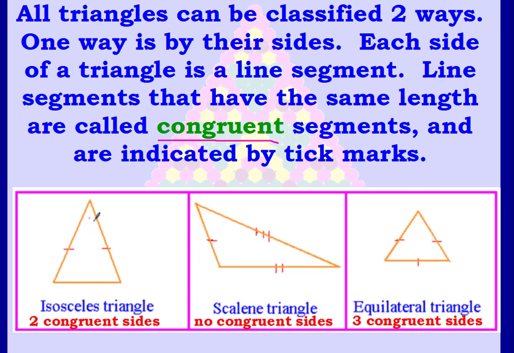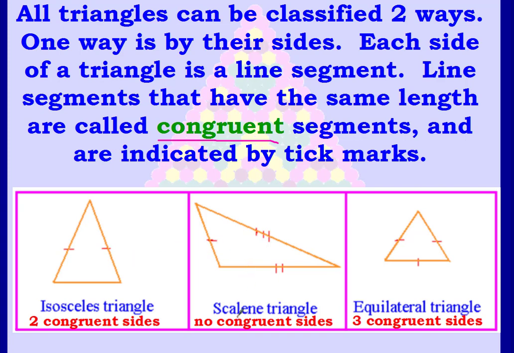The first way is isosceles. Isosceles means that there are two congruent sides. There are two sides that are the same length. And as you can see, the left side and the right side, they each have one tick mark. That is to represent that these are the two sides that are congruent, or that they are the same. A good way to remember that isosceles means two congruent sides is think of eyes. How many eyes do you have? You have two eyes, right? So isosceles means two eyes.